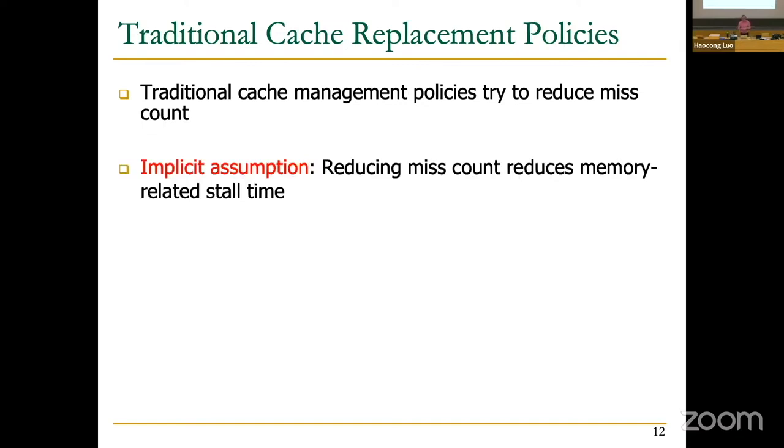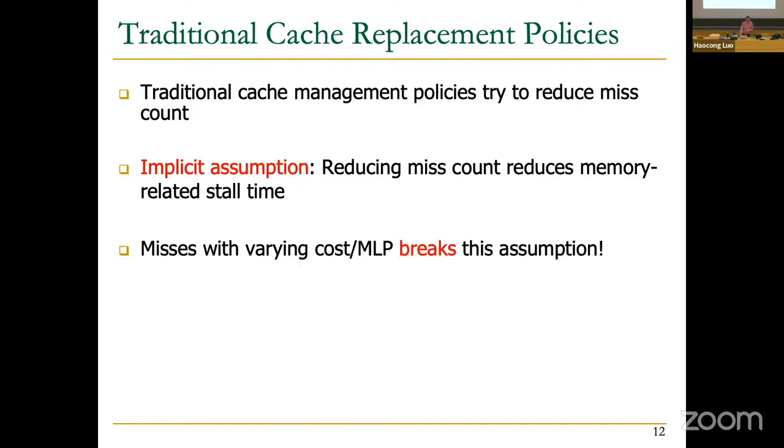They make this implicit assumption that reducing miss count reduces memory-related stall time. If you reduce miss count, that's always good for performance. I foreshadowed in prior lectures that this is not necessarily true, right? So essentially, misses with varying cost or memory level parallelism in this particular case break this assumption. If the misses are not equally costly, this assumption is broken to begin with. So then the question is, how do you actually design a cache replacement policy that takes this into account?